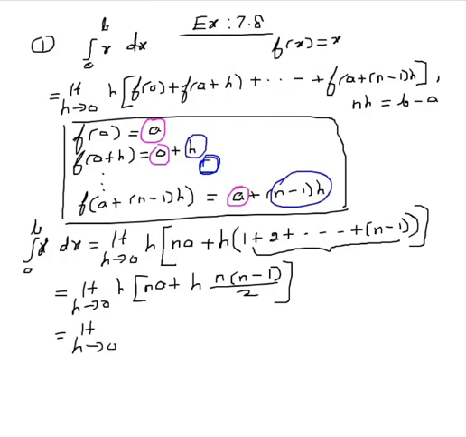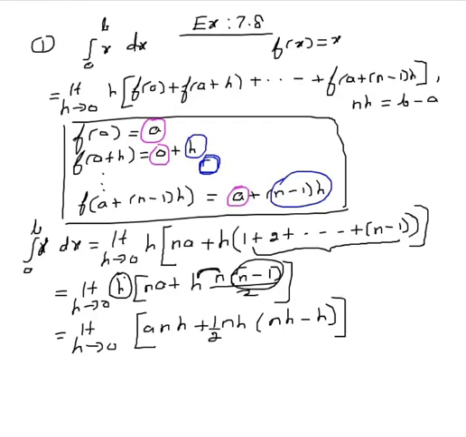Limit h tending to 0 of, I am opening the brackets. Let us distribute this h. It becomes a times nh plus half into nh into, I wrote nh. This h I am distributing it here. So it becomes nh minus h.